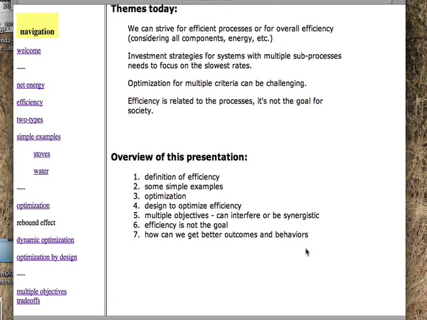So in today's presentation, I'm going to define efficiency, give some simple examples, talk about efficiency of processes as an optimization process. Then we'll look at design and some multiple objectives, and then we'll look about, because efficiency is not the goal, what are we really trying to get to, and how can we get better outcomes and behaviors.